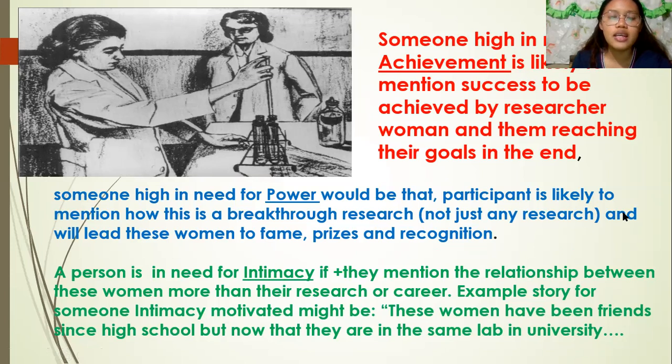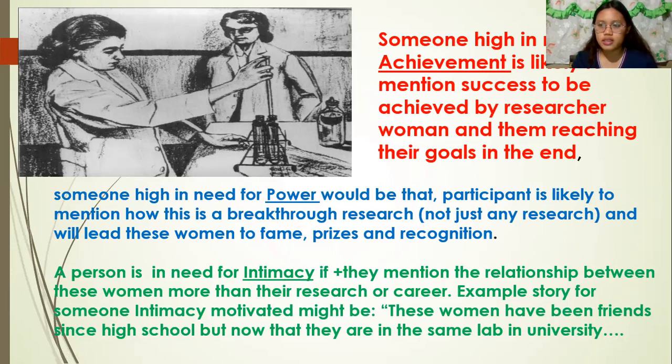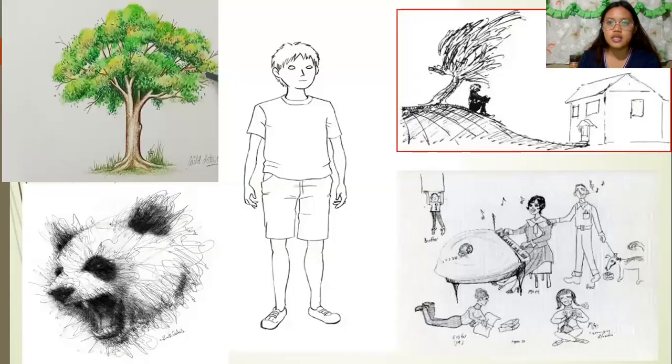So there are different ways on how the person can respond to the picture and how we can interpret based on the theory of Murray. So that's it for TAT, or thematic apperception test. Another type of test that I will discuss, we'll deal with the following pictures that you can see now on the screen.